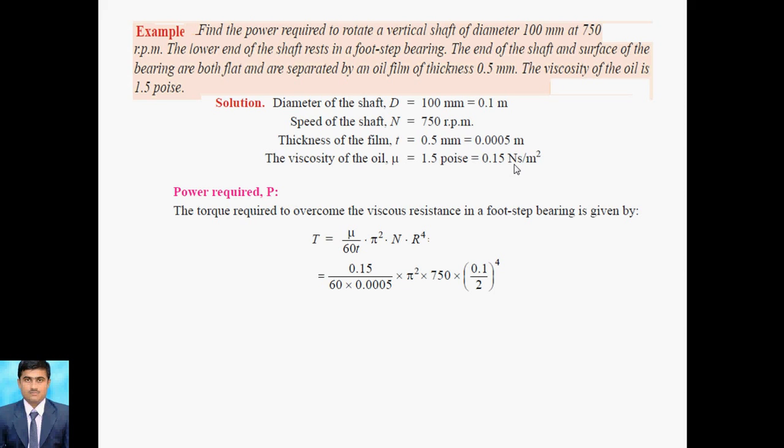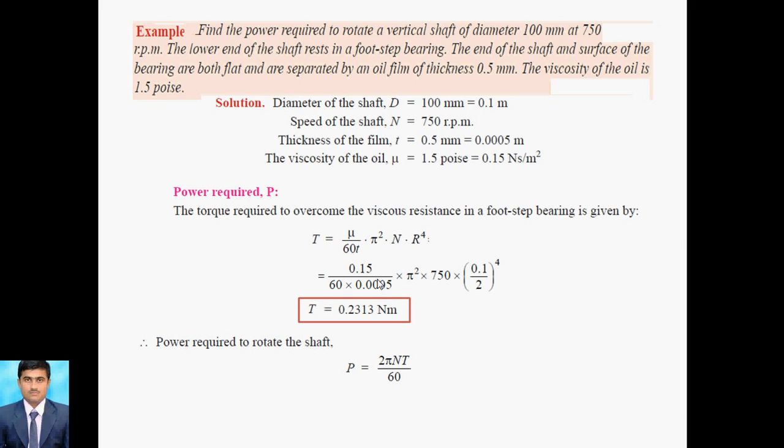T is the term, that is the thickness of oil film, 0.0005. Pi squared as it is, capital N is 7050, and small r is (0.1 divided by 2) raised to 4. So this is the term for power required. Before that we calculate this torque.